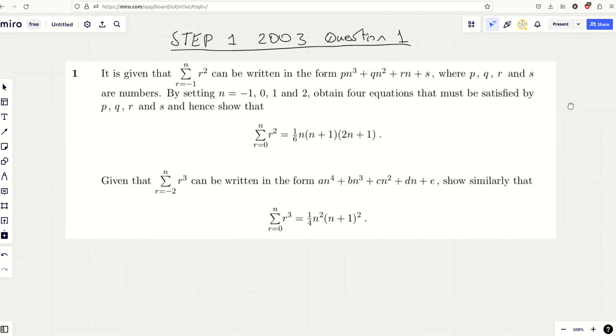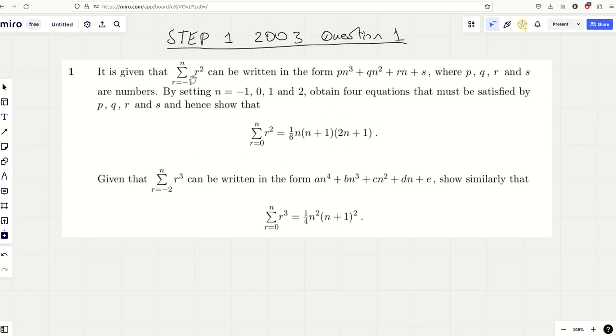It's a lovely little cute STEP question from the old days where they're basically getting you to prove that if you knew that the sum of r squared could be written in cubic form, then you can easily find the formula for the sum of r squared, which should be familiar. It's one of the standard results which you have to learn for the exam. I don't know, maybe they do give it in the formula book, I can't remember. But yeah, and then we do the same thing for the sum of r cubed.